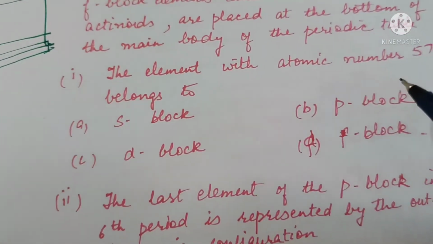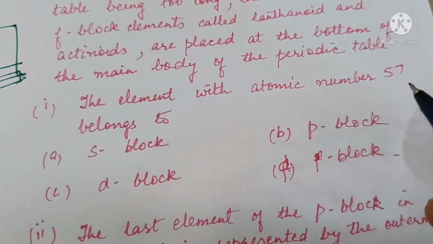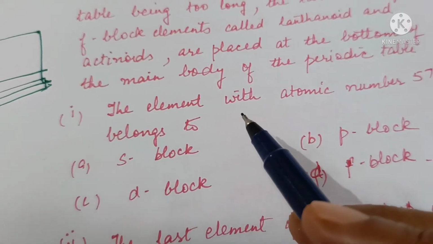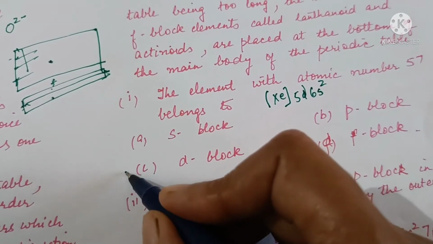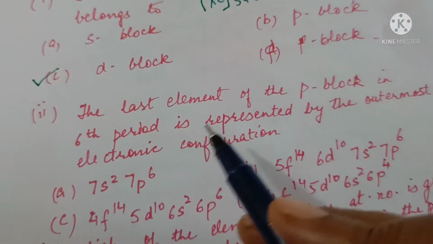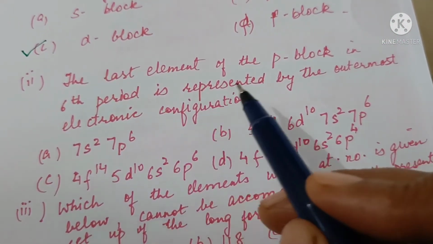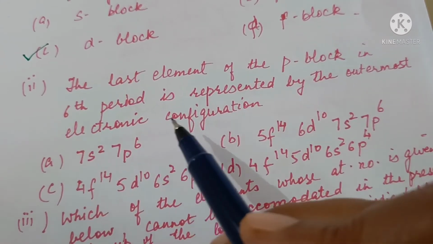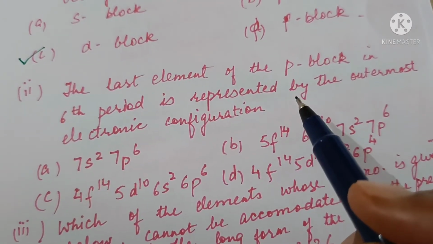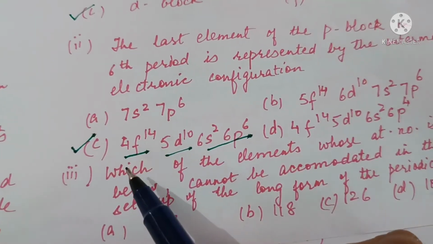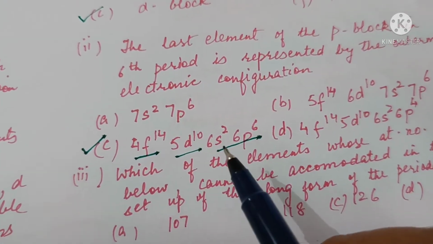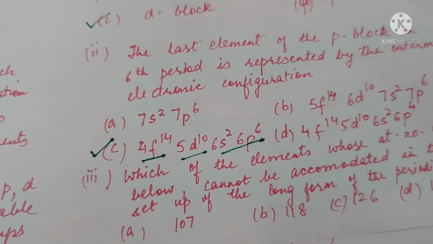The element with atomic number 57, the last electron enters 5d subshell, so it belongs to d block. The last element of p block in 6th period is represented by the outermost electronic configuration. Option C is the correct option. The configuration will be 4f14, 5d10, 6s2, 6p6.